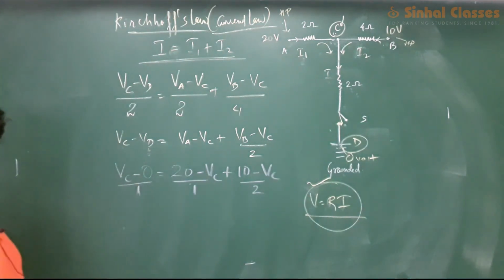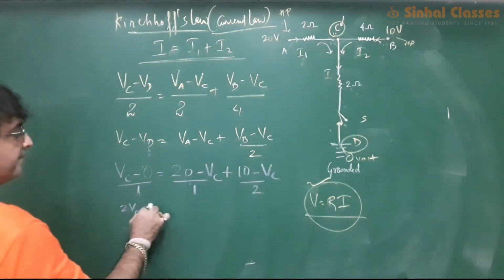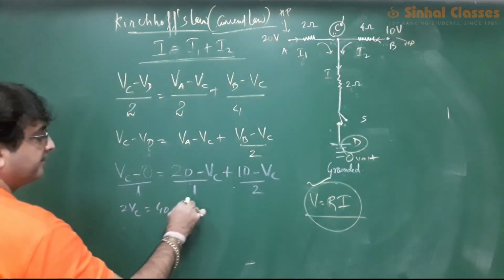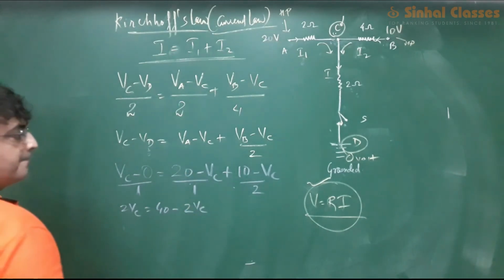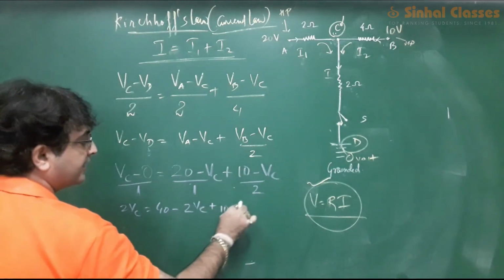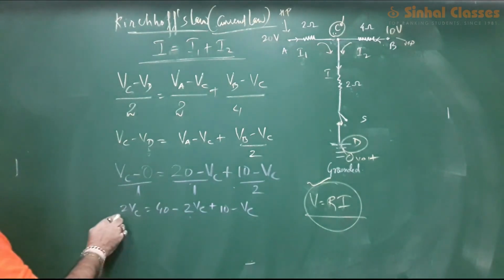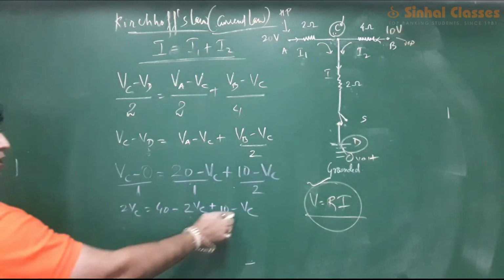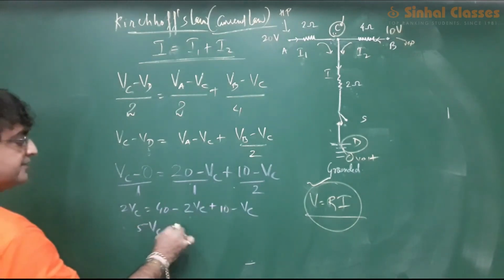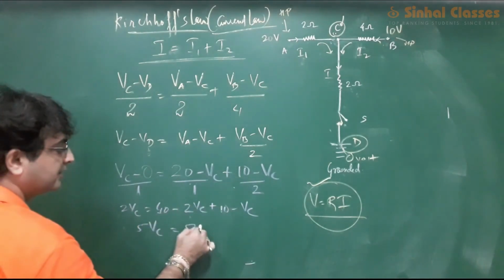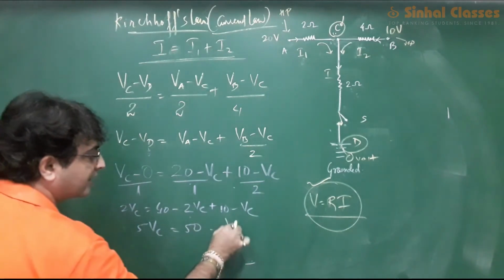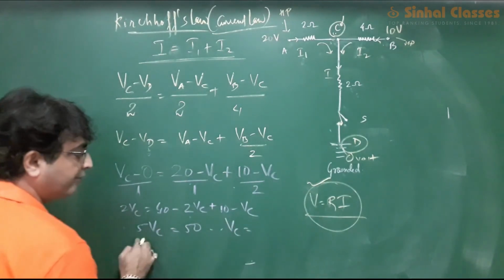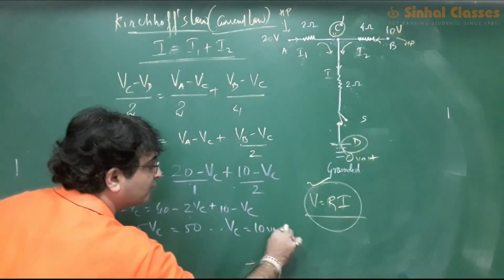Now can I solve further and get the answer? See, it becomes much easier. So 2 VC is equal to 40 minus 2 VC plus 10 minus VC. 2 into 4 will be how much? That is 4. 4 plus 1 will be how much? 5 VC will be equal to how much? 50. Therefore, what exactly is the potential at point C? 50 by 5, that means how much? So 10 volt.